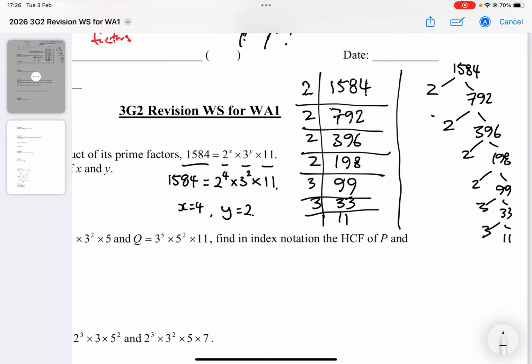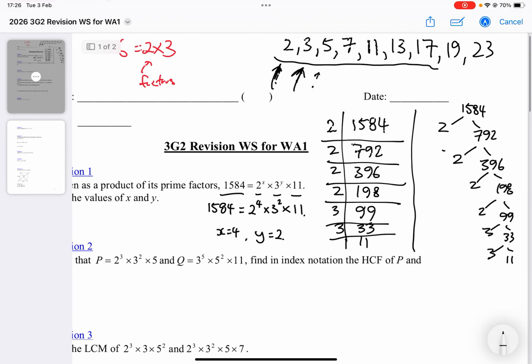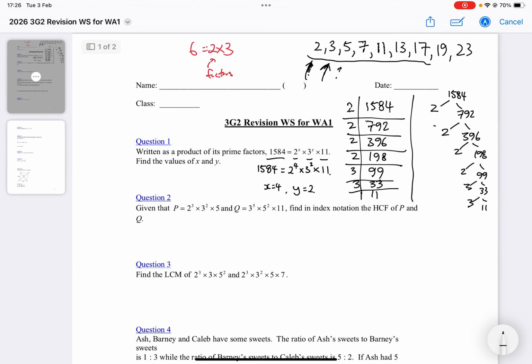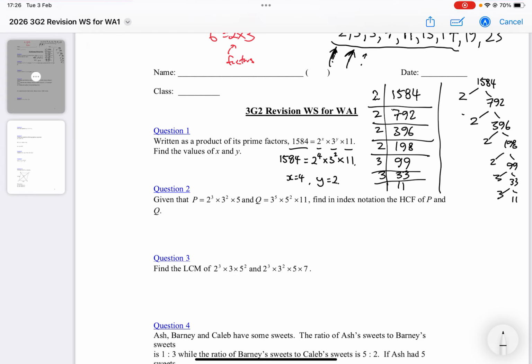Then it is the same. The idea is the same. Always start with the smallest prime number, try until cannot, try the next one, try until cannot, try the next one, try the next one. Okay? So that is prime factorization.